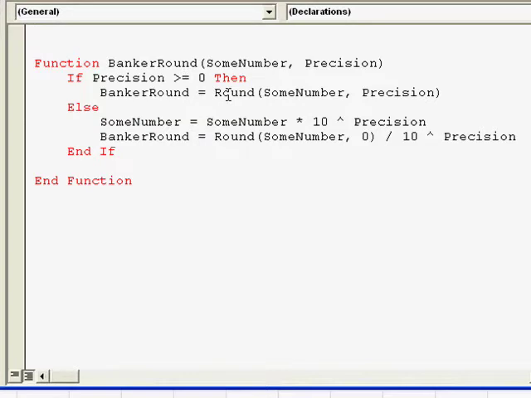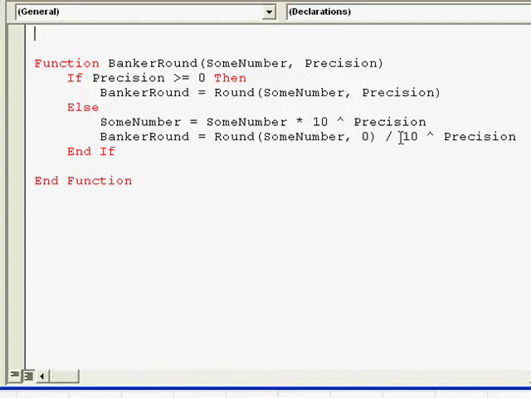I change the number by basically making it smaller. So if we ask for precision of -1, 10 to the -1 is the same as 0.1. I multiply that number by 0.1, allow Microsoft to do the round using the precision of 0, and then finally divide by the 0.1 to get it back to the original scale.